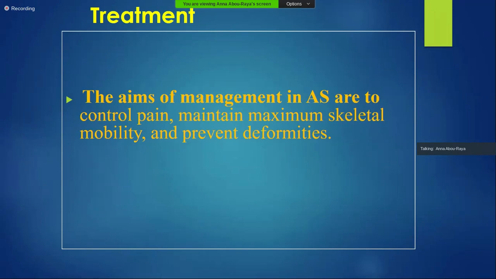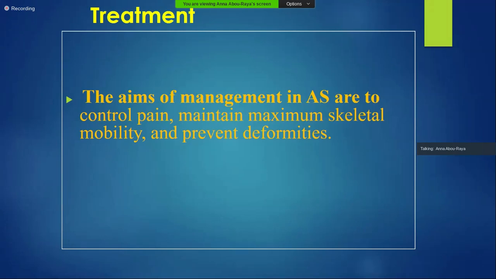They have not only back pain that is chronic every day. They can have chest pain because of the central joint that is affected, the manubriosternal joint, the costovertebral joints. They also have heel pain. They may also get pain due to the peripheral arthritis. So the pain is from many sources. So you have to control the pain.